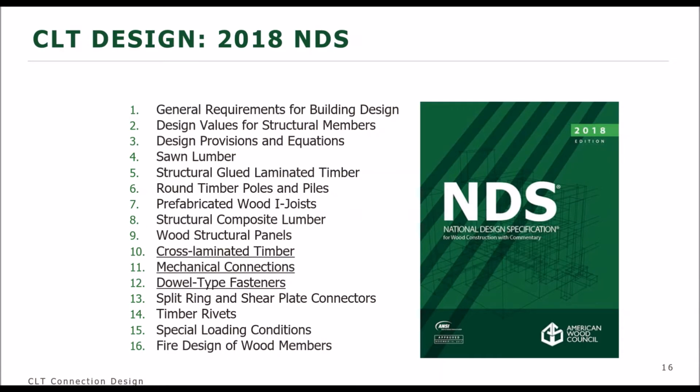Chapters 11 and 12 are where we get into some of our connection chapters. Chapter 11 is our mechanical connections chapter, so that'll apply to pretty much any type of mechanical fastener that's covered in the NDS connection chapters. The next few chapters are the different types of connectors. We're going to primarily be in Chapter 12 today dealing with dowel type fasteners, but as you can see, the NDS also has chapters for things like split rings and shear plates and timber rivets.